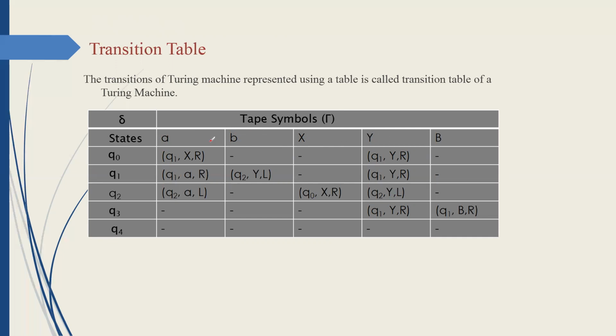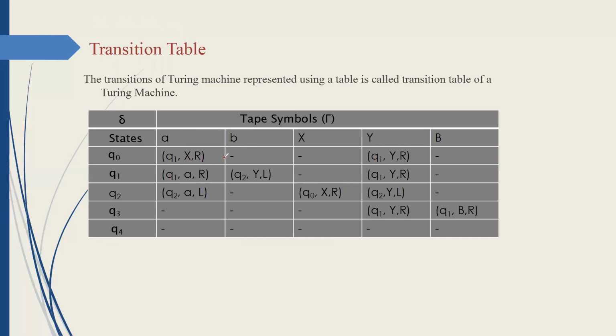What does it indicate? If you check this transition table, you are in the state Q naught. When the input is A, we are telling it to change the state to Q1, replace A by X, and this shows which direction the cursor has to move. So if you are in the state Q naught and the input is A, change the state to Q1, replace A by X, and move the cursor to the right direction.